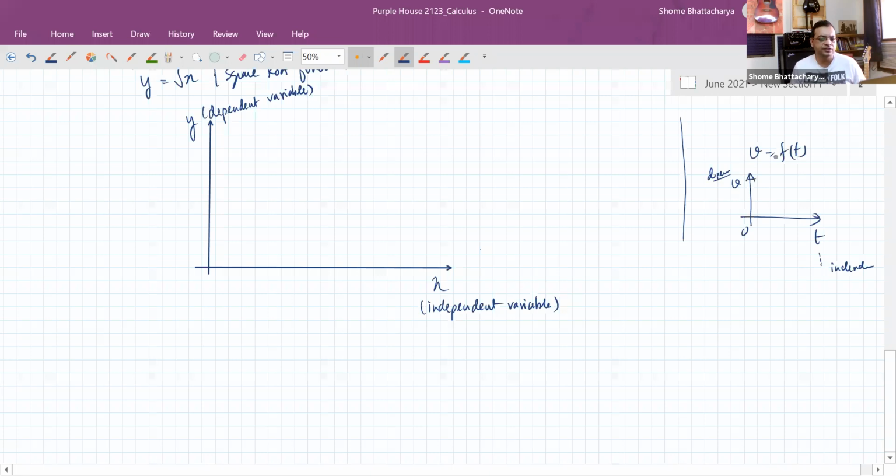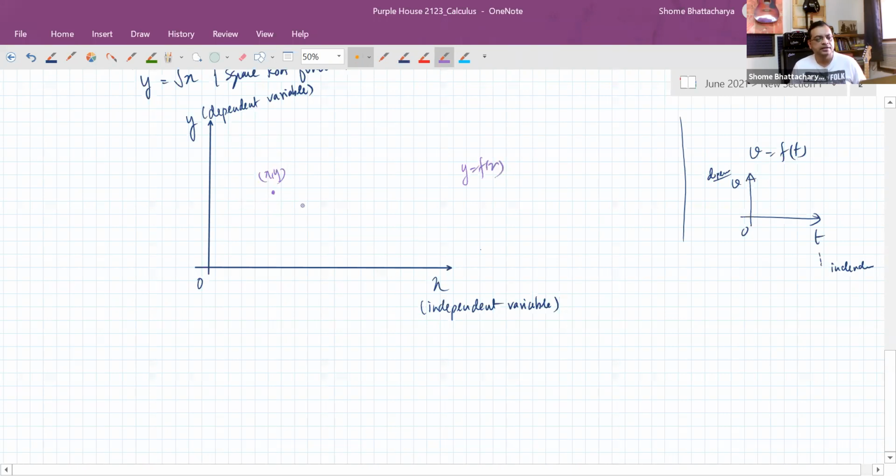Just like in writing the function, the left hand side has the dependent variable and the right hand side has the independent variable, in plotting the graph of the function, the vertical axis should always have the dependent variable and the horizontal axis should always have the independent variable. So now, suppose we have one particular point (x, y) which satisfies this relation, that y is equal to f(x).